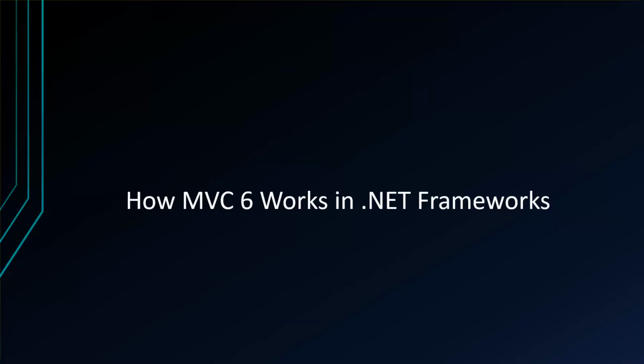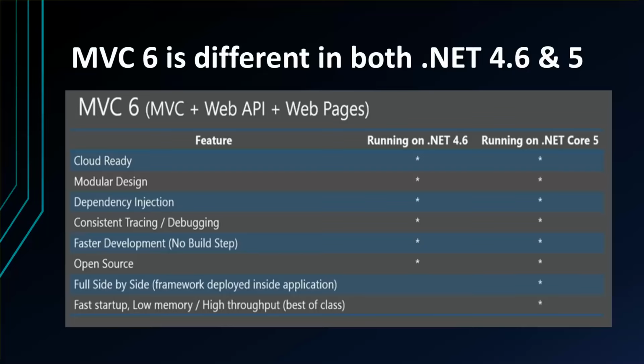So we'll see how MVC6 behaves differently on different frameworks, when we target developing an MVC6 application using .NET 4.6, and if you are developing using .NET Core 5, how it differs in both environments. Both support cloud-ready and modular design, dependency injection, consistent tracing and debugging, faster development, open source, and full side-by-side support. It is supported only for .NET Core 5.